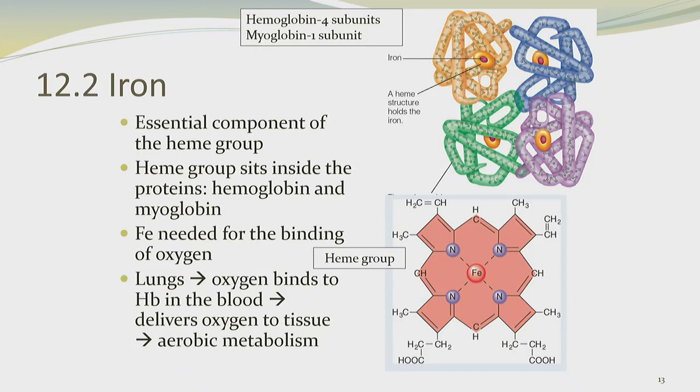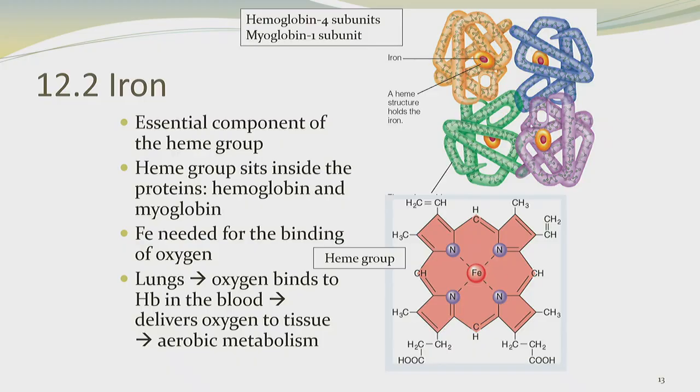So what are some functions of iron in the body? The function of iron in the body is quite well known, and it's an essential component of the heme group, which sits inside the proteins hemoglobin, and it can also be found in myoglobin. So iron is needed for the binding of oxygen.